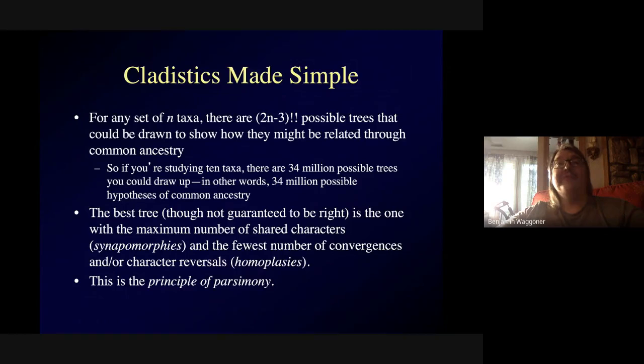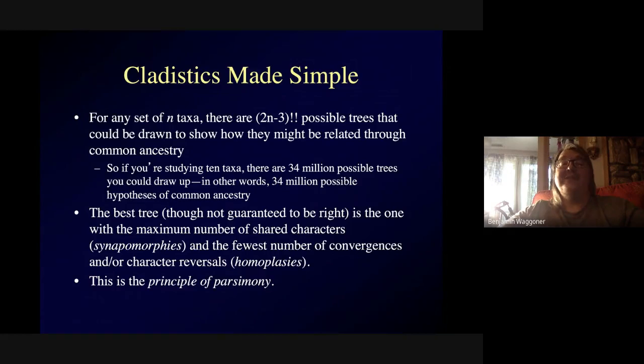If we have 5 taxa, the total number of trees that we could draw to show how they're related is 7 double factorial, right? It's 2n, 5 times 2 is 10, minus 3 is 7. 7 double factorial is 7 times 5 times 3 times 1, which I can't calculate because I haven't had my coffee, but you can figure it out. That's the total number of possible trees.